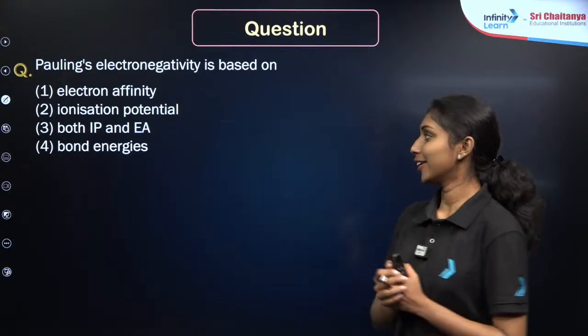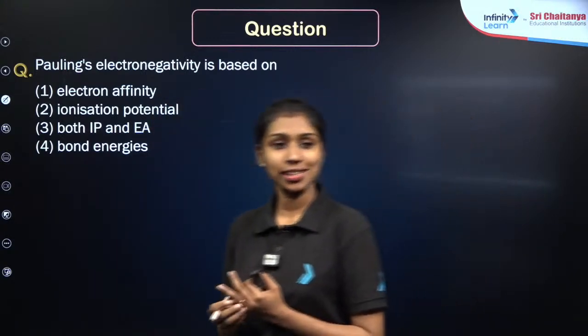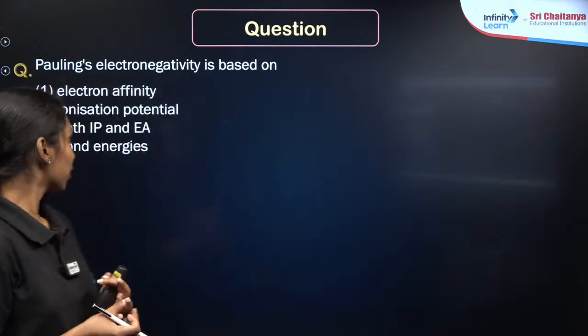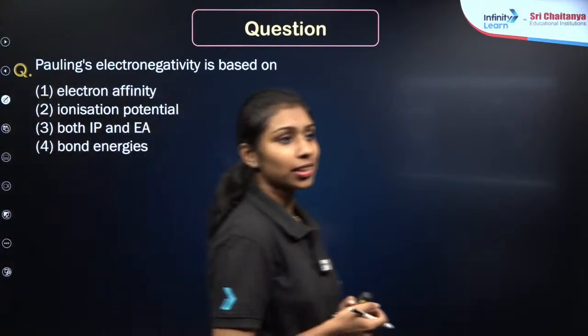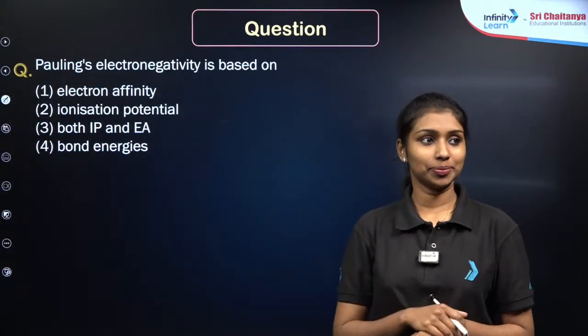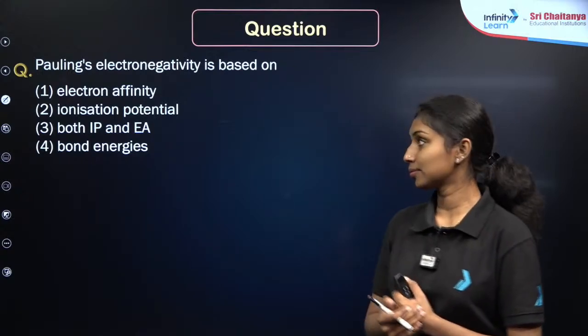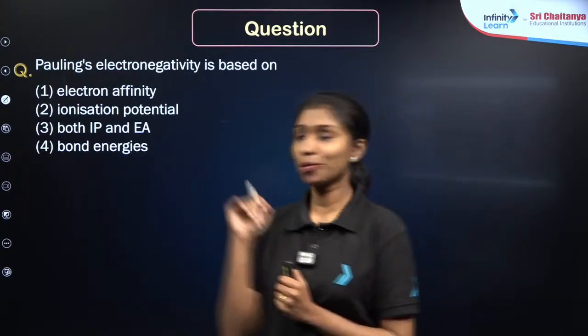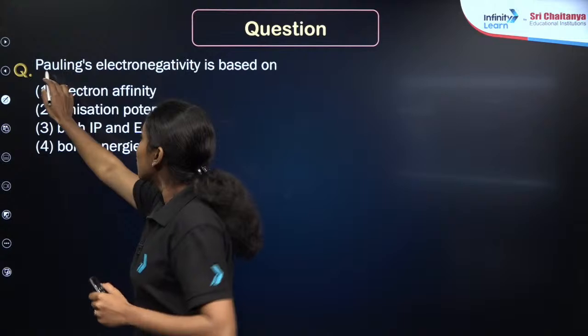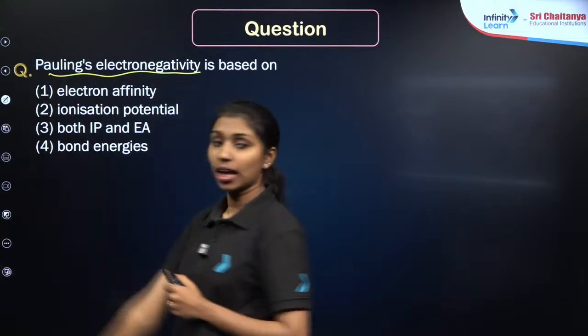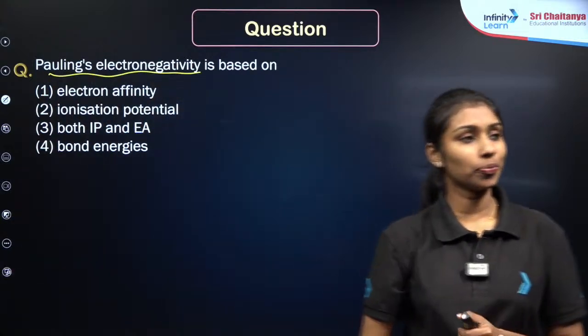Option 3. Okay, any other options? Let us check whether it is right or wrong. Any other options? Read the question properly. It is asking about the Pauling's electronegativity.